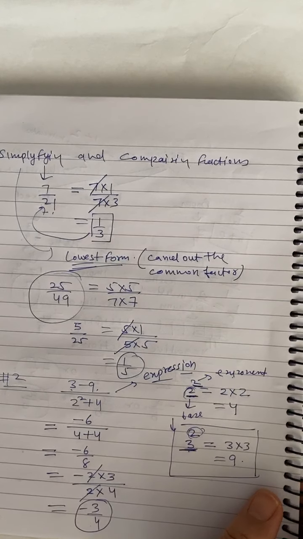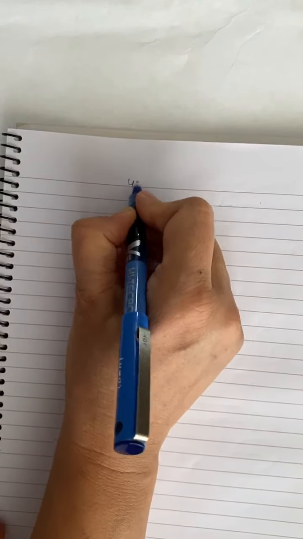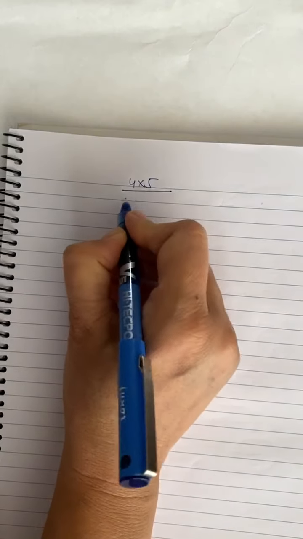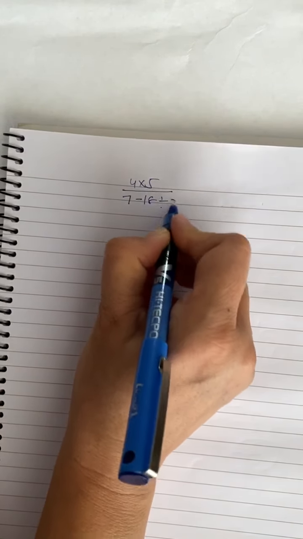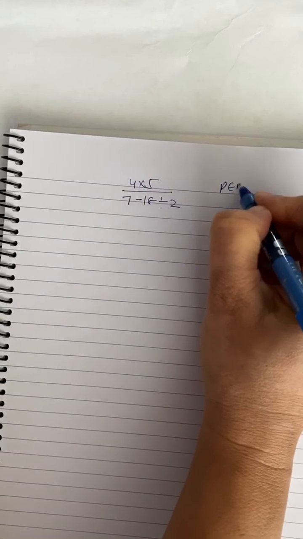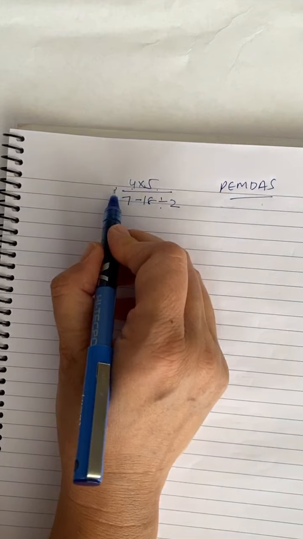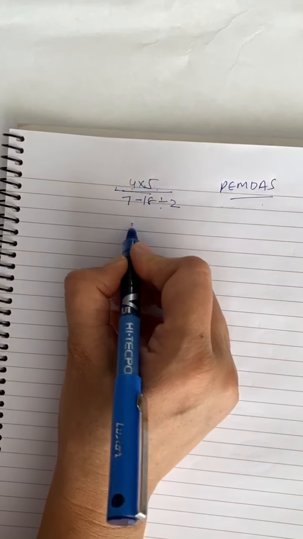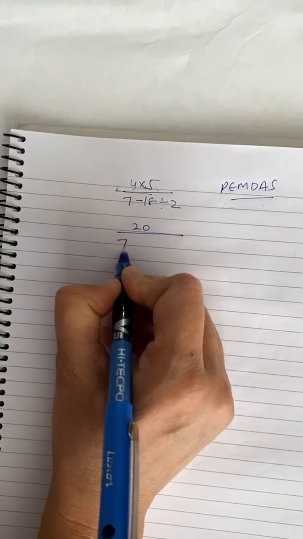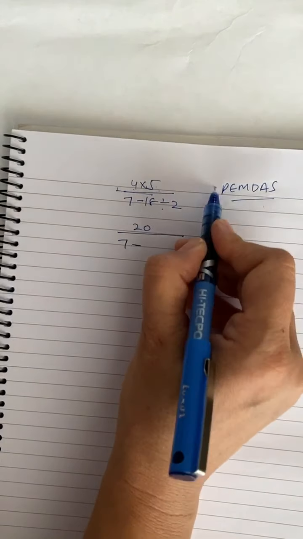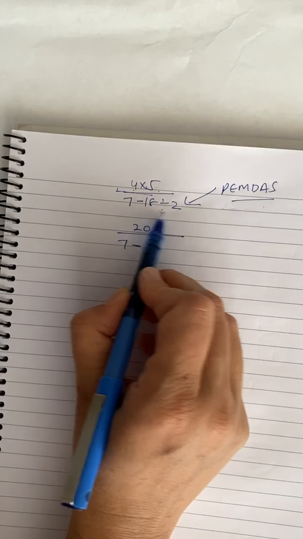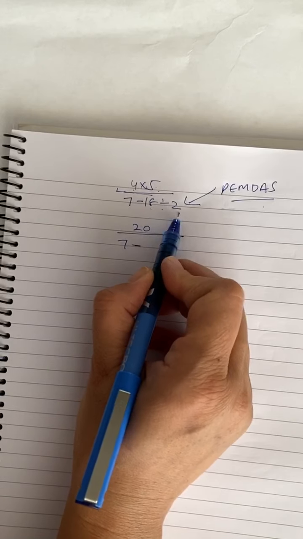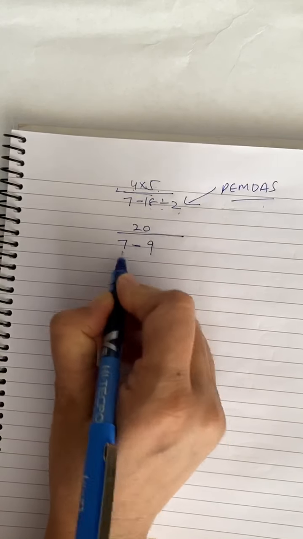Now the next one I'm going to do is 4 multiplied by 5, and then you have 7 minus 18 divided by 2. If you remember PEMDAS, for 4 times 5, there is nothing we need to worry about in the numerator. It's just a simple multiplication. Then in the denominator, we have to use PEMDAS. The first thing you need to do is division. So 18 divided by 2 is 9. So 7 minus 9.